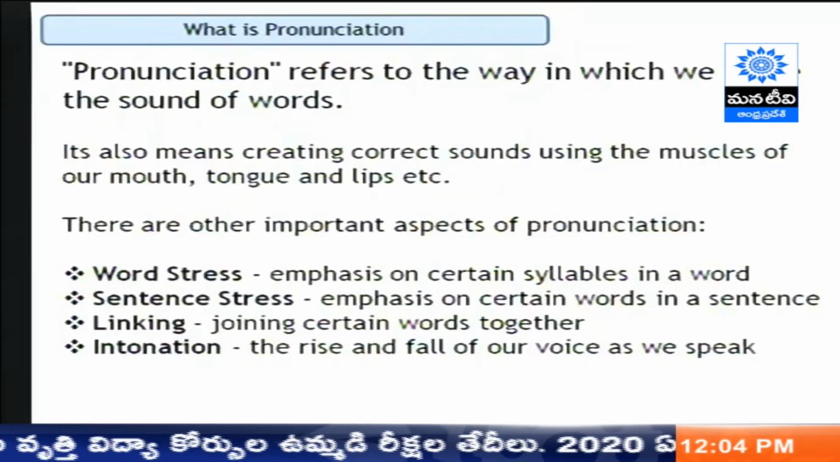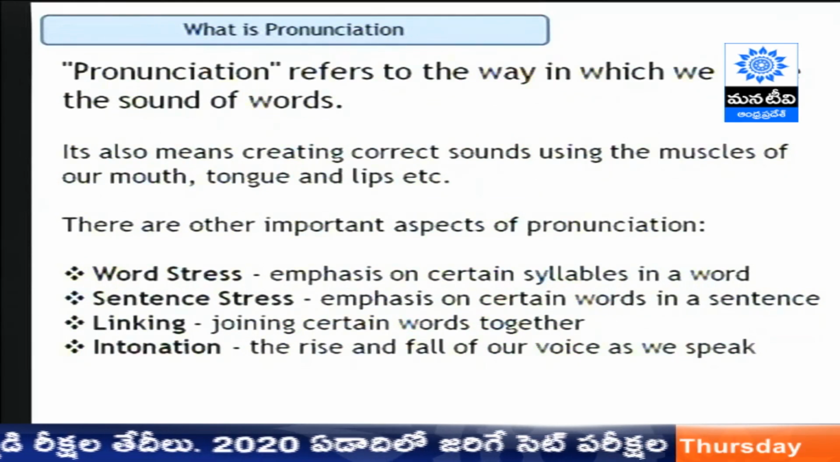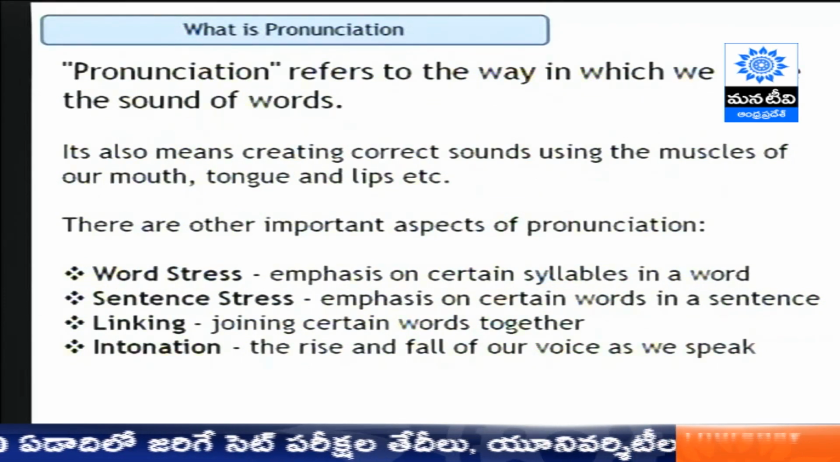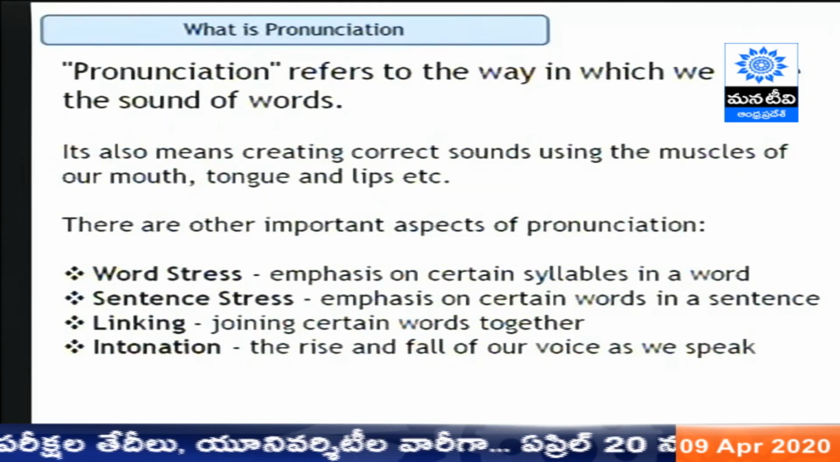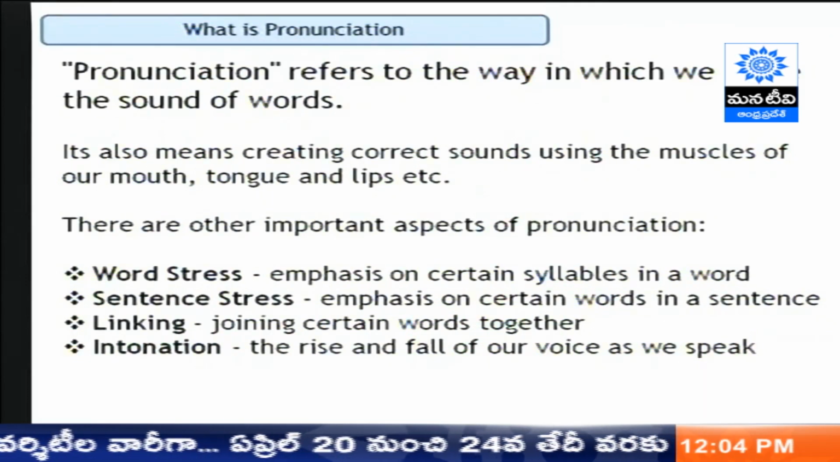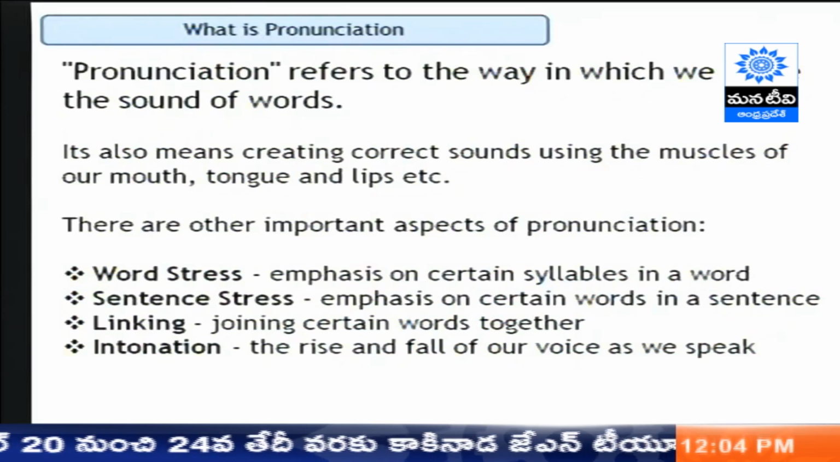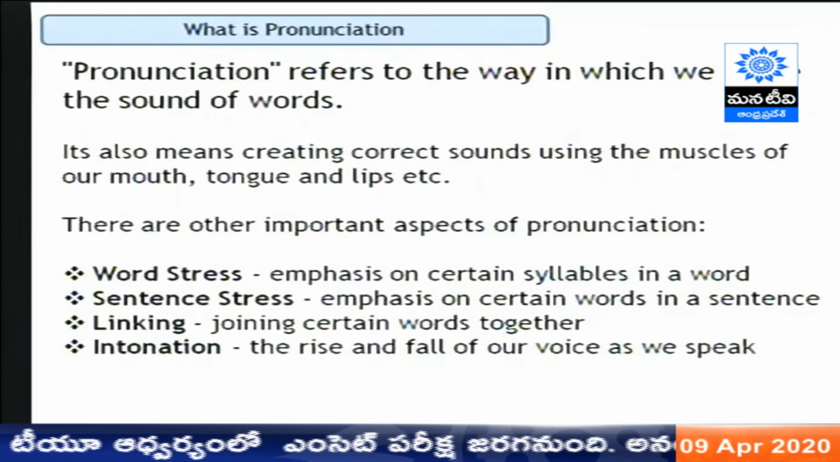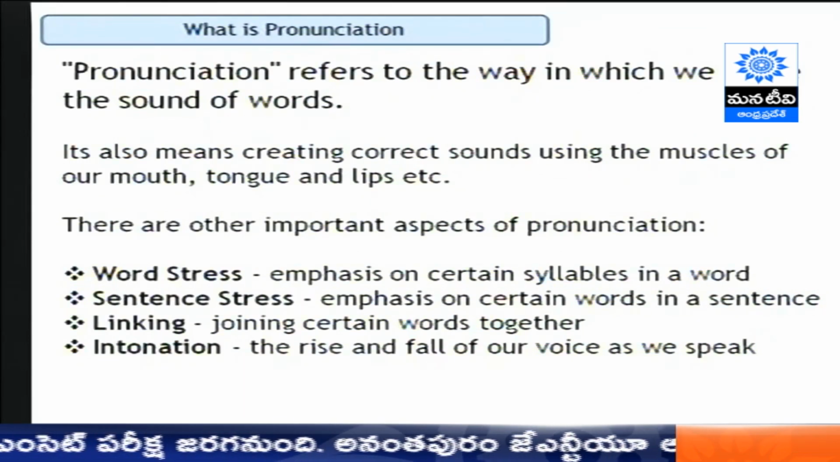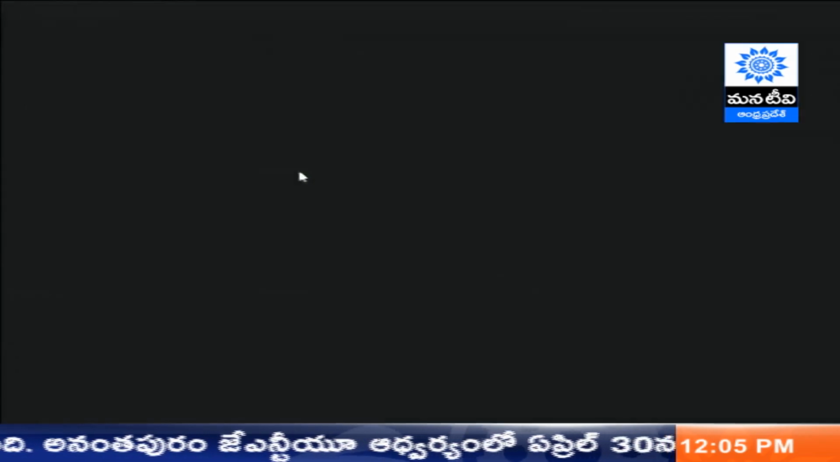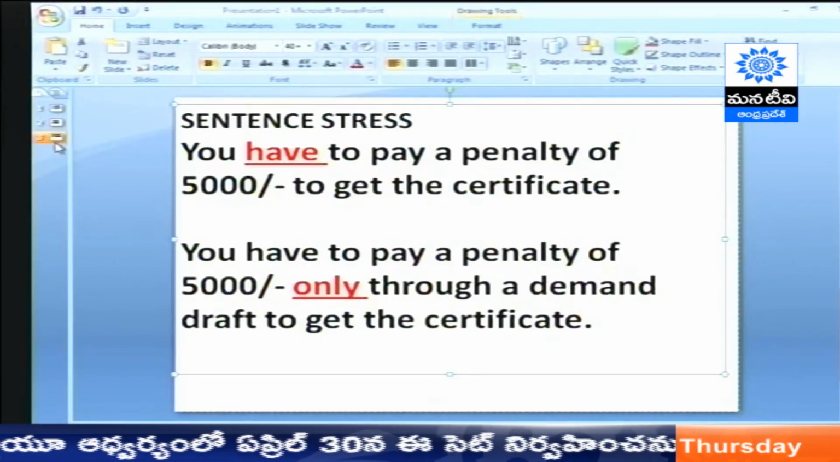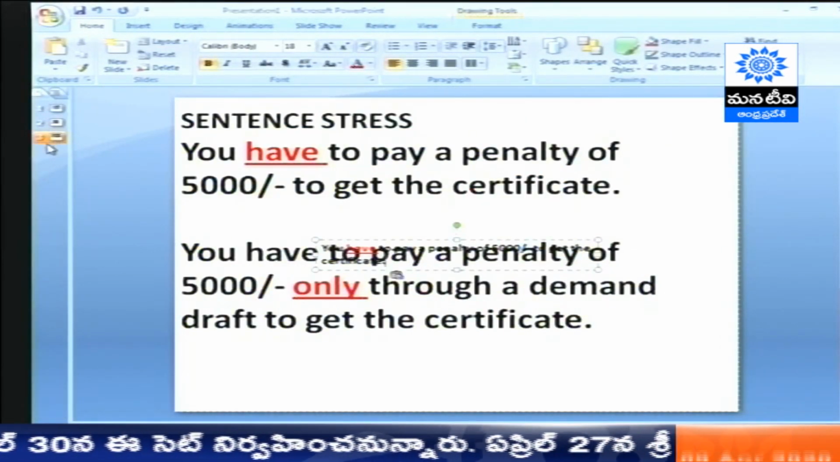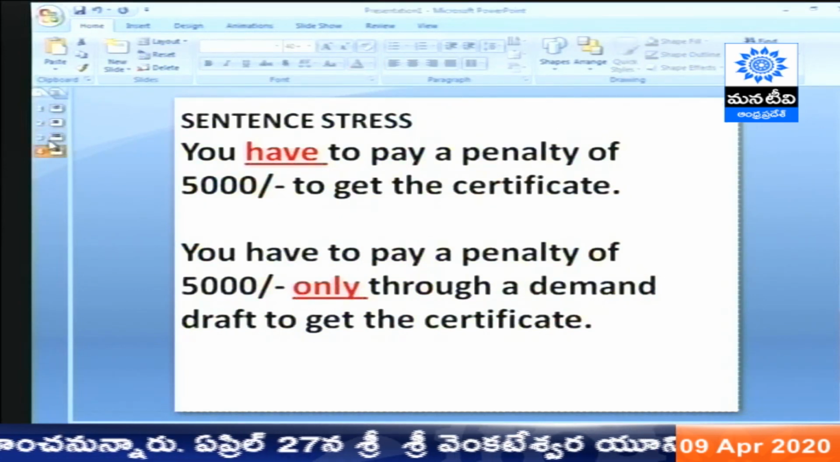The fourth point which you see on the particular slide is intonation. Now, what do we mean by intonation? Intonation is the rise and fall of our voice as we speak. Now, this rise and fall is very important. But before that, the point is there as linking, joining certain words together. So let me explain what we mean by linking, and then I will explain in detail what we mean by intonation. All right. So let me take the same slide. I want to quickly show you the example of linking here.